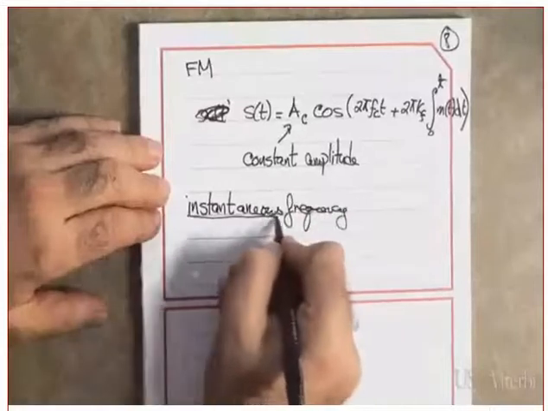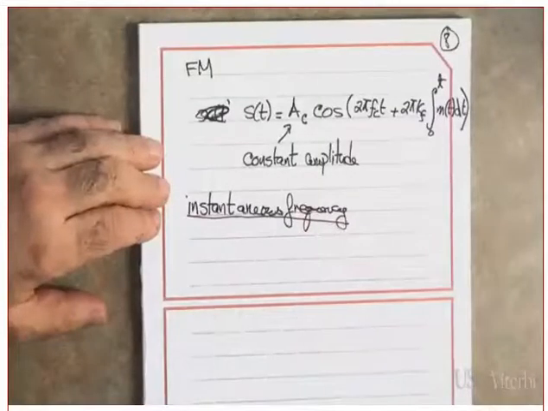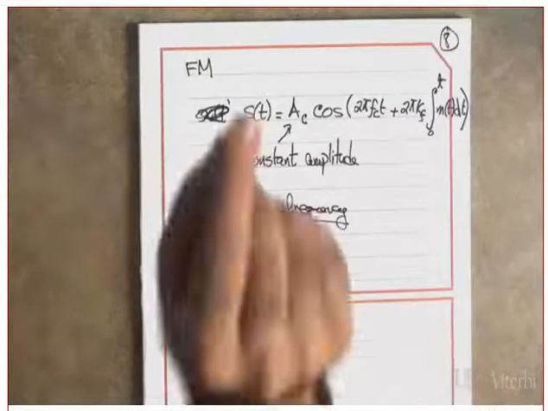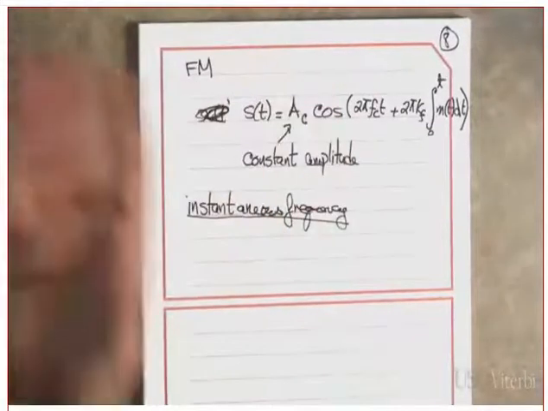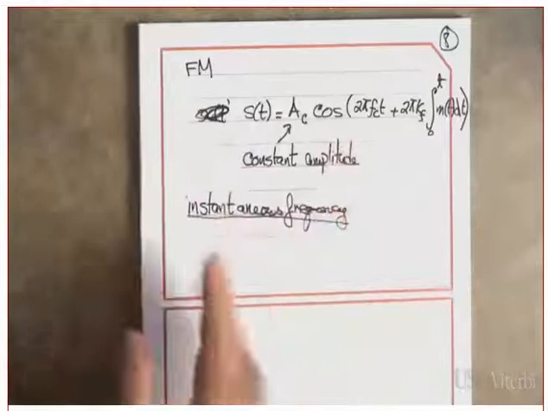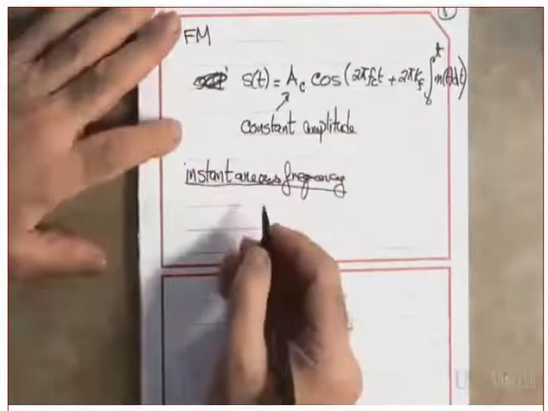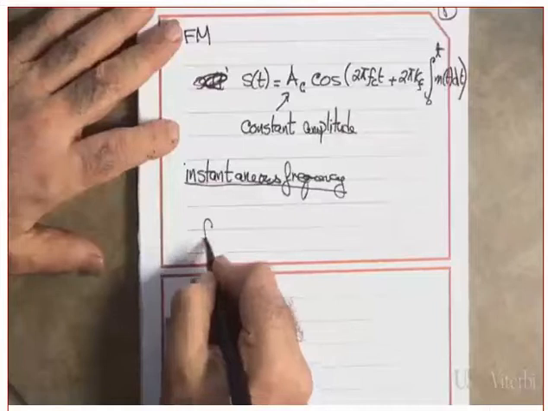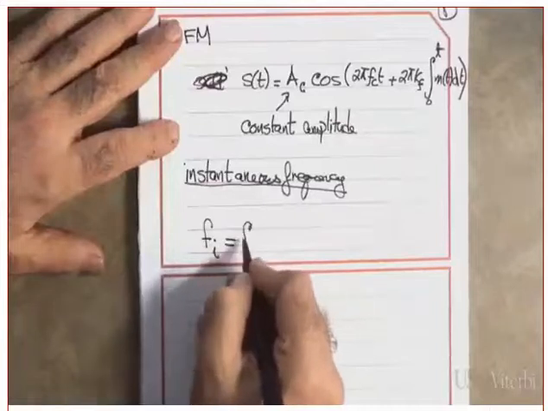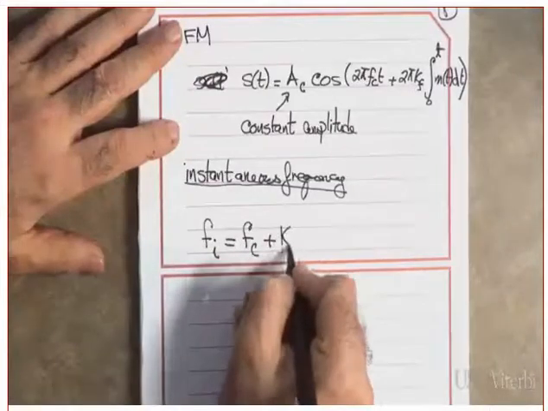Do you understand, first of all, what I mean by instantaneous? At any given instant of time, what is the frequency? Is it changing or is it not changing? Of course it's changing. The modulation is on the frequency. What is it? F sub c. So F instantaneous equals F sub c plus what?